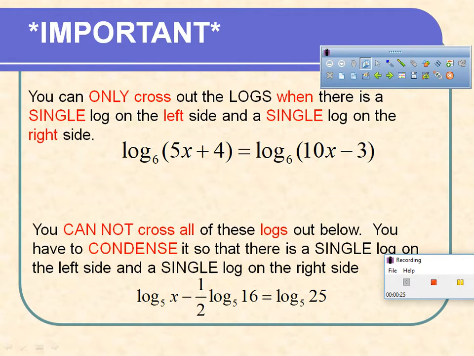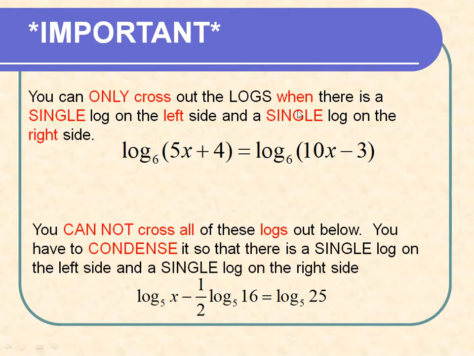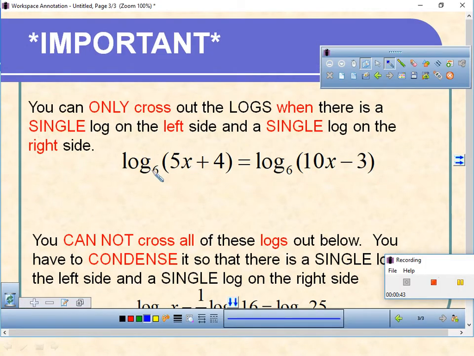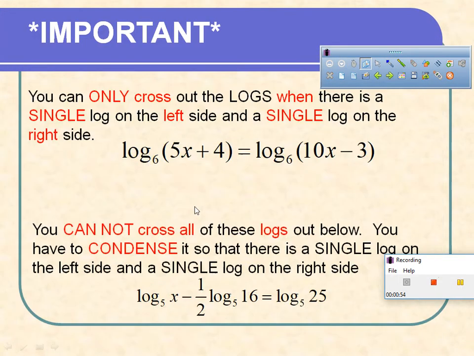This is very important that you understand this. You can only cross out the logs when there is one log on the left side and one log on the right side. So if you notice, remember the warm-up that we just did a second ago, right here, I've got log base 6 and log base 6. Because there's one log on the left side and one log on the right side, you can cross those logs out.